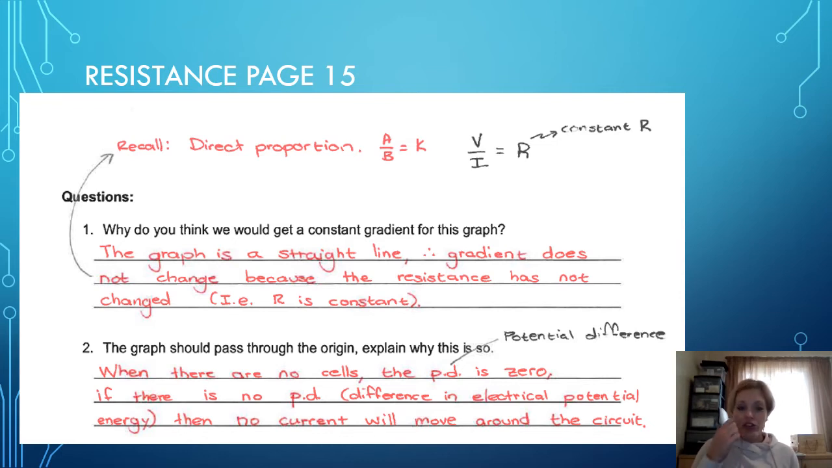Okay, question 2 asks, the graph should pass through the origin. Explain why this is so. When there were no cells, the potential difference is 0. If there is no potential difference, a difference in electrical potential energy, then no current will move around the circuit. Does that make sense? Why it needs to pass through the origin. The origin is 0. So that's saying that there is no voltage. Therefore, there will be no change or no current.